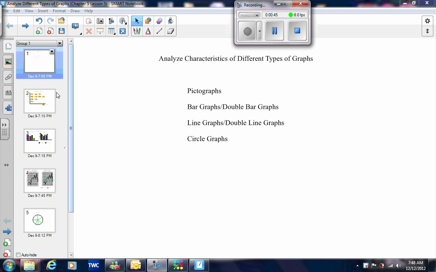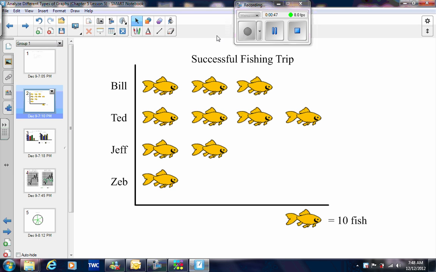All right, so the first is the pictograph. Called a pictograph because the picture is used for the data amount. So when you see this fish right here, every time you see one of those, that represents 10 fish. So there's no need for this axis down here, this line, to be filled with data amounts, because every time you see that fish, that counts for 10 fish.